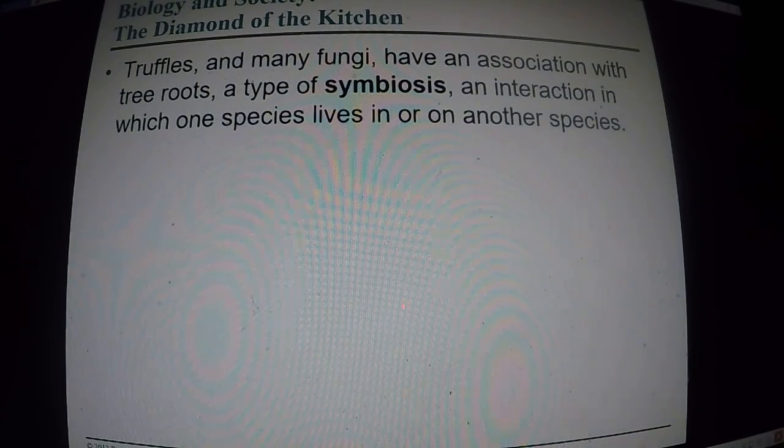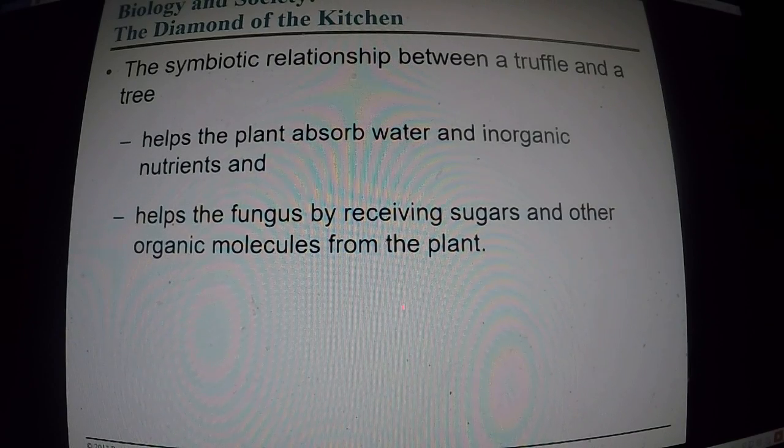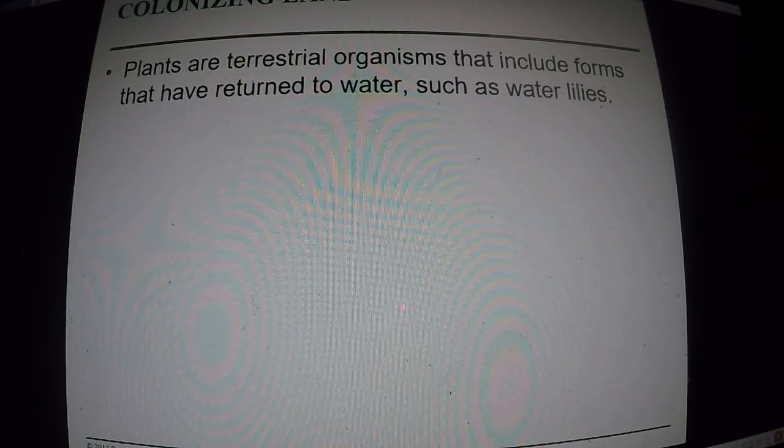Truffles and other fungus have been associated with tree roots, a type of symbiosis, an interaction in which one species lives in or on another species. The symbiotic relationship between a truffle and a tree helps the plant absorb water and inorganic nutrients, and helps the fungus by receiving sugars and organic molecules from the plant.